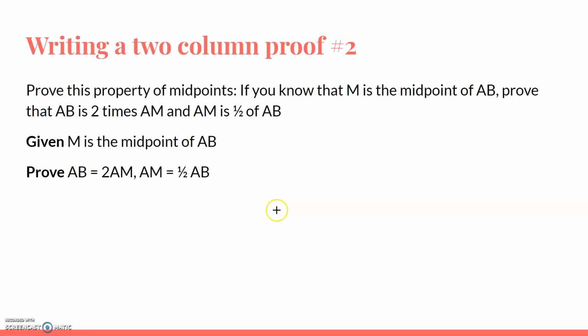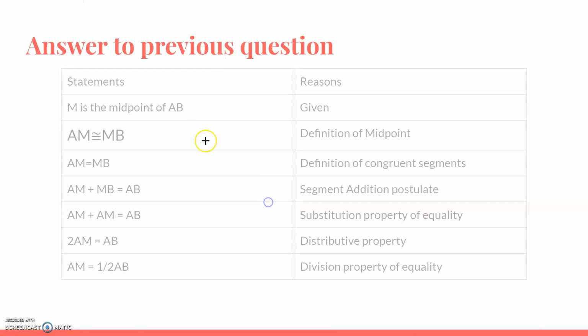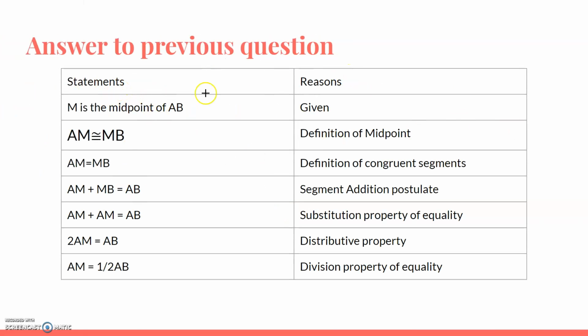Okay, so now that you're back, first off, let's get our columns here, our statements and reasons. First off, M is a midpoint of AB, that's our given. Next, AM is congruent to MB, that's the definition of a midpoint. As we learned, the midpoint is in the middle of the segment, which means it creates two congruent segments. So that's what this says. AM is equal to MB, that's the definition of congruent segments. Congruent segments are equal in length.